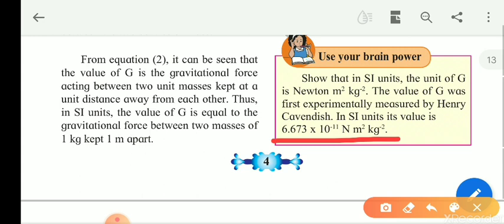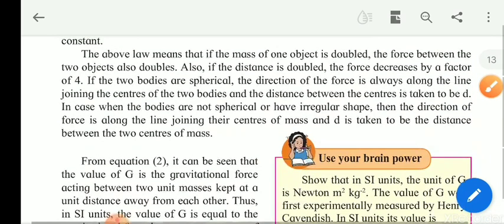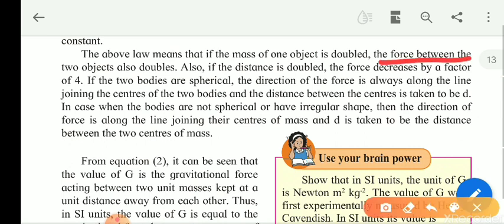First of all, this G plays a very vital role in finding out the acceleration due to gravity for the different planets, which we will see in a later part of the chapter. But here, in the further part, they have given one piece of information: the force between the two objects also doubles when one of the objects' mass is doubled.